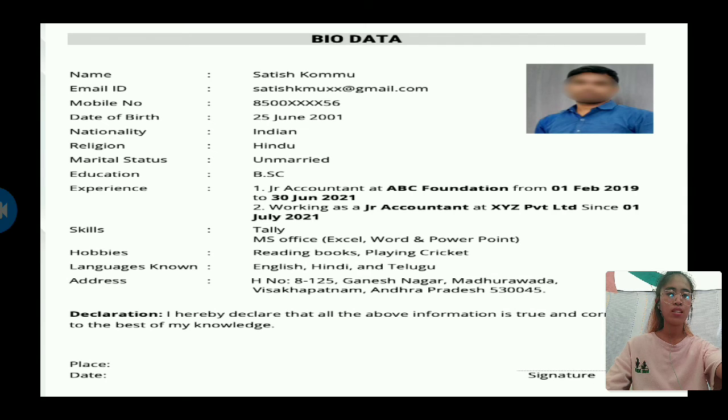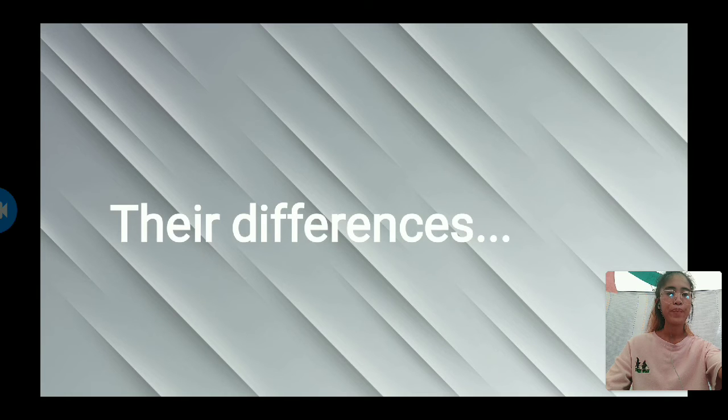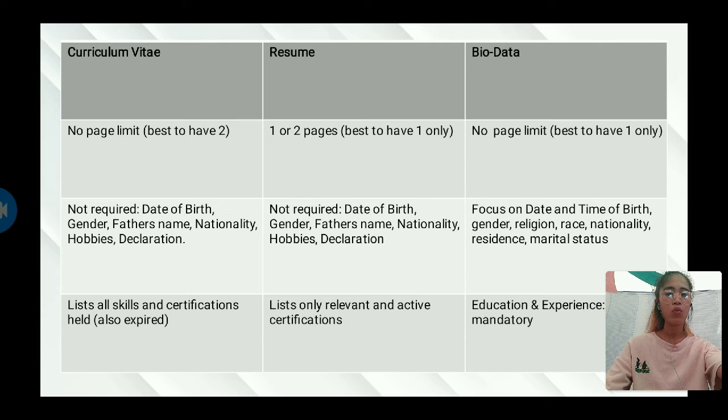So after talking about the CV, resume, and biodata, let's take a closer look at their differences. So, the differences among the three. First, the curriculum vitae has no page limit, but the recommended is only 2. And the resume is 1 or 2 pages, but the recommended is 1. And the biodata has no page limit, but mostly it is 1 page. And then in a curriculum vitae, date of birth, gender, father's name, nationality, hobbies, and declaration are not required. Same with a resume, those pieces of information are not required. While in a biodata, the opposite of the curriculum vitae and resume, the focus here is time of birth, gender, religion, race, nationality, residence, and marital status.